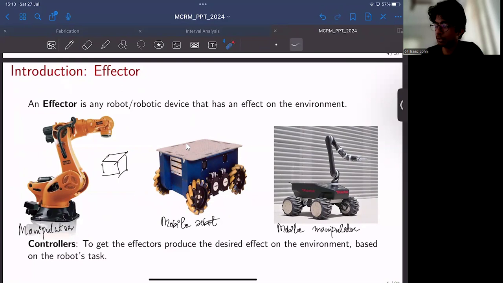But just to give a brief glimpse of what we are dealing with, the controllers get effectors to produce the desired effect on the environment based on the robot's tasks. So the controller's task is to get the effectors to produce the desired effect on the environment. For example, these effectors are actually modulated or actuated using motors.